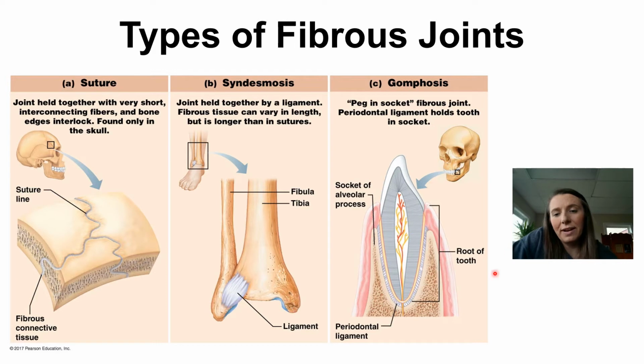Again, the third and final type is that peg in a socket fibrous joint. So we have the periodontal ligaments that hold our teeth into the socket that's within our mandible and our maxilla. Okay.